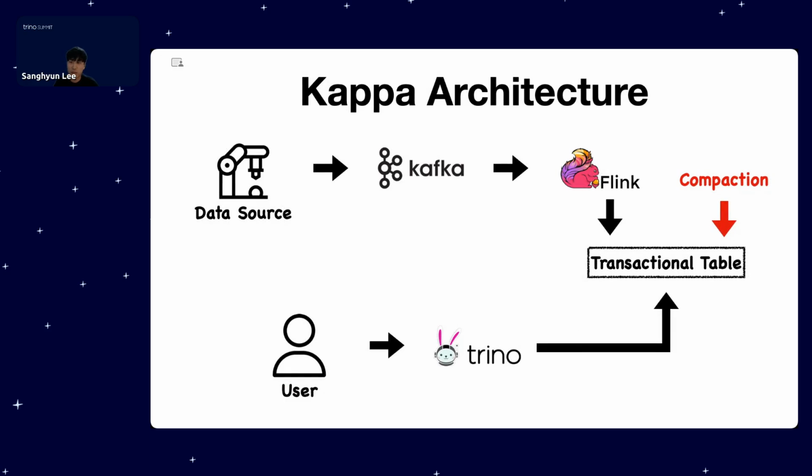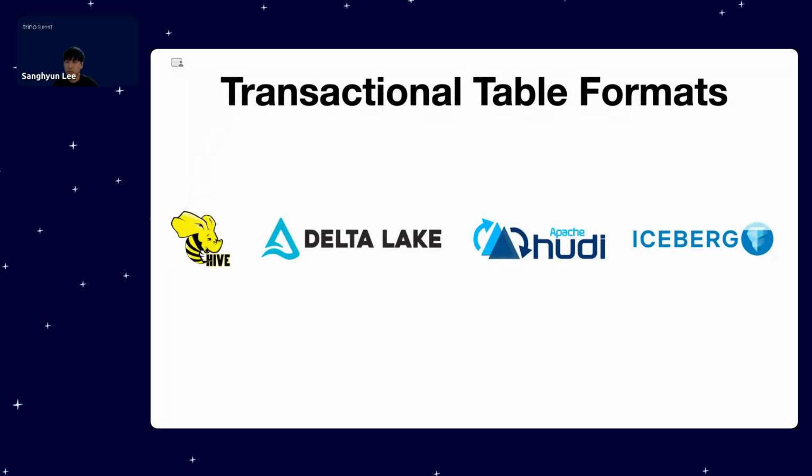So let's go back to our Kappa architecture diagram. As I mentioned earlier, we use compaction to solve the small file issue. Now let's talk about transactional table in more detail. Which transactional table format can you use, and which one is best to use? These are most widely used transactional table formats: Hive, Delta Lake, Hudi, and Iceberg.